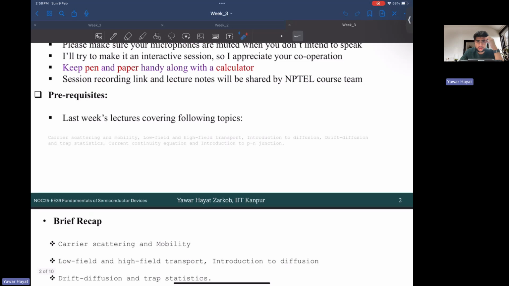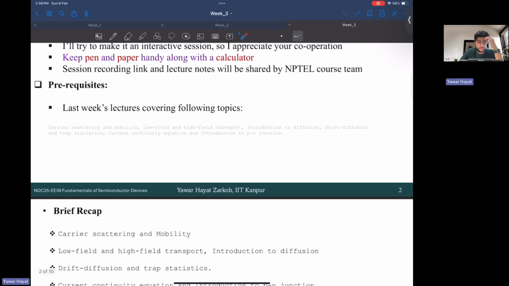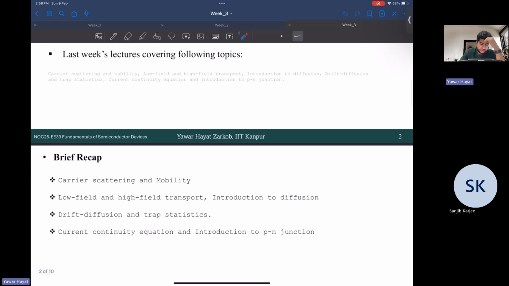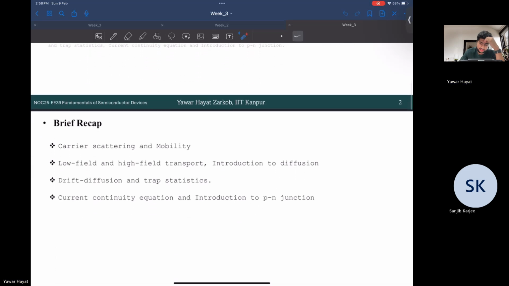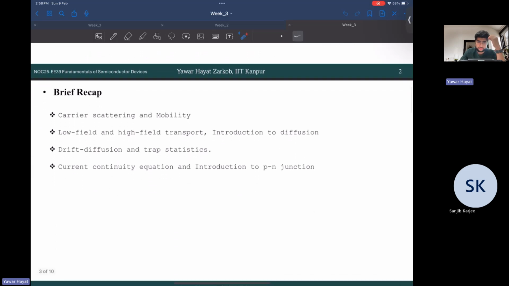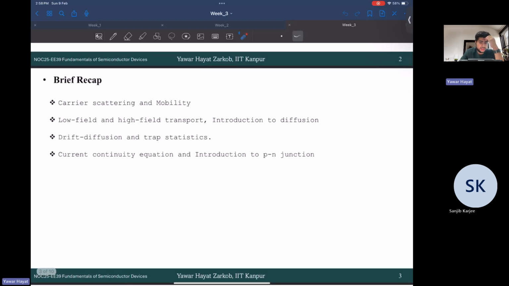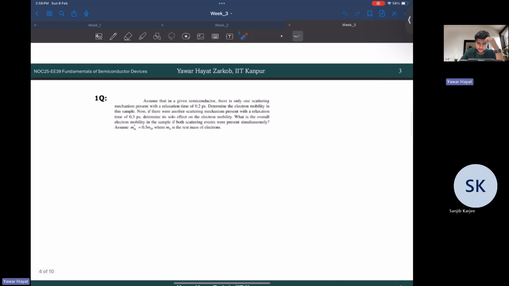The prerequisites include the last week's lectures, which covered the following topics: the carrier scattering and mobility, low field and high field transport, introduction to diffusion, drift diffusion and trap statistics, current continuity equation, and the introduction to PN junction. So, does anyone have any doubt or doubts regarding these topics? Okay, I'll take that as a no and proceed to the first question.